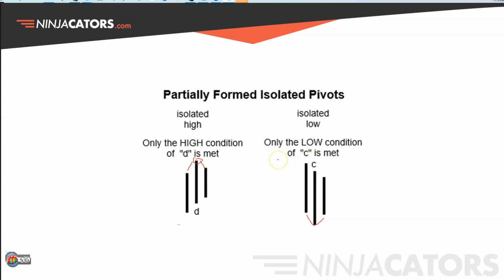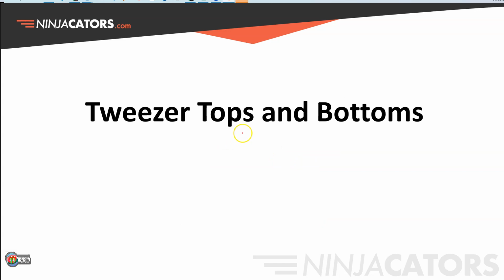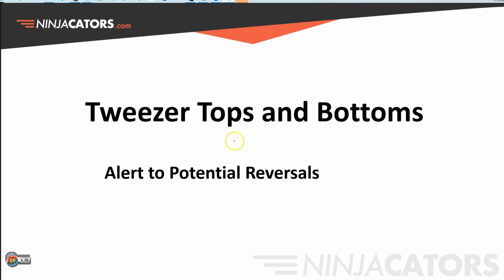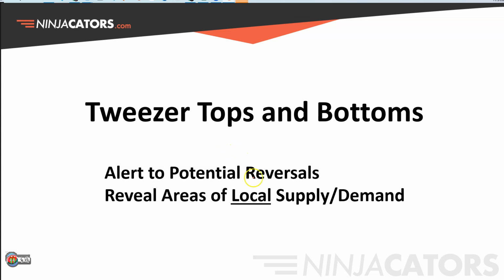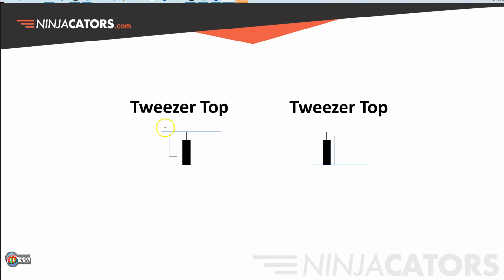Now, in addition to the isolated pivots, we have what we call tweezer tops and bottoms. We have good purposes for these. One is to alert to potential reversals. It's not true all the time, but it's at least somewhat of an alert. And also it reveals areas of what we call local supply and demand. The tweezer top, by our definition, is simply showing that these two candles have precisely equal tops. And the tweezer bottom would have a precise equal bottom on both candles.